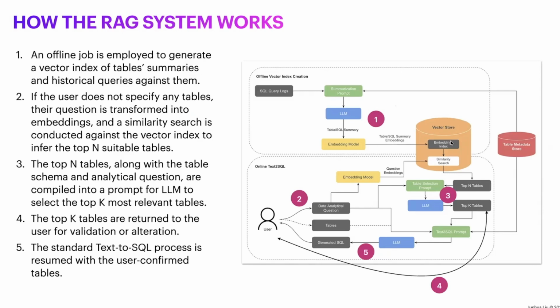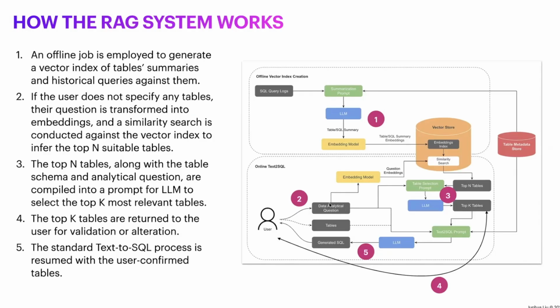Once this is formed, now we can perform the online rec system to help the user generate what they want, which is a SQL query. Here, imagine this is a product manager or a marketer. In the second step, if the user does not specify any tables, the user can just provide some high level questions like, how did these features perform last month?